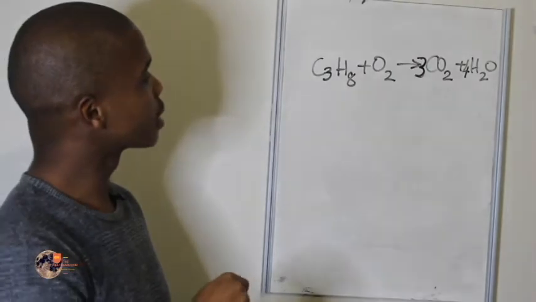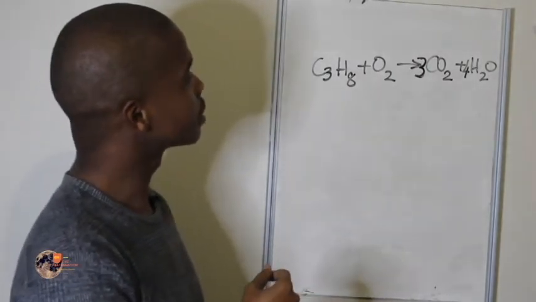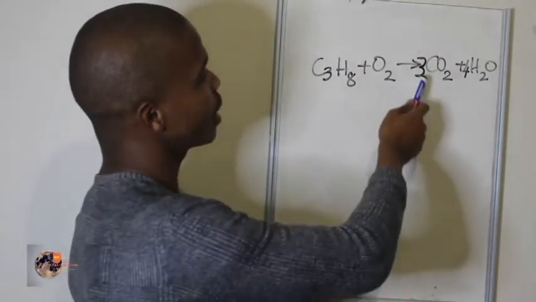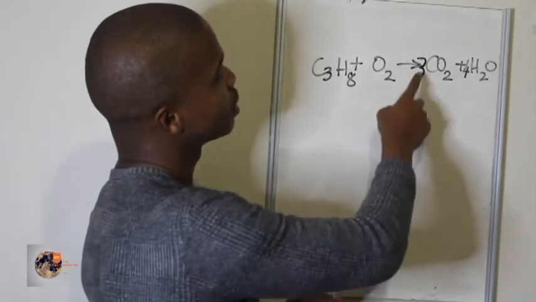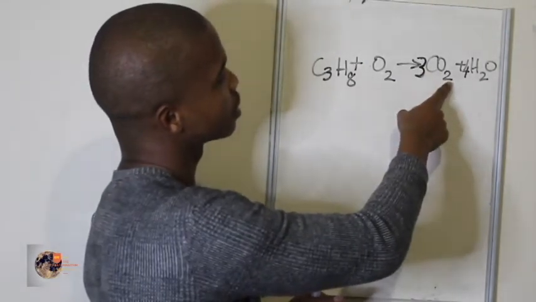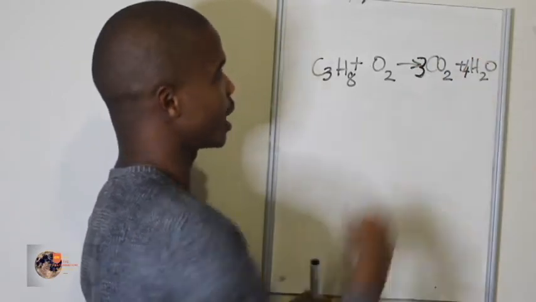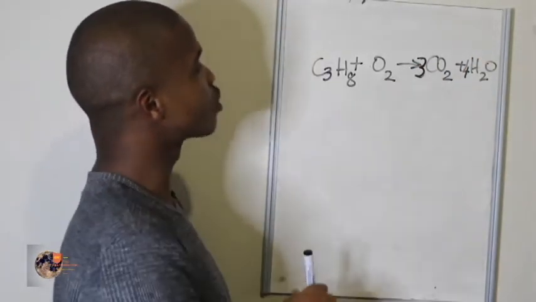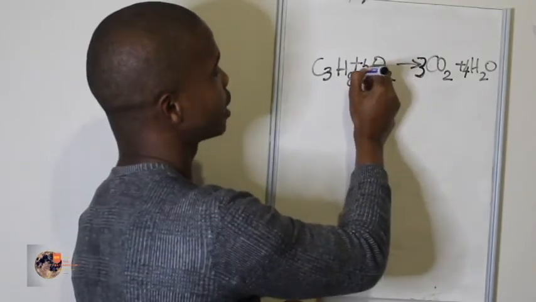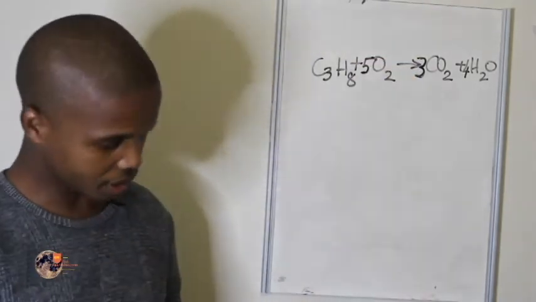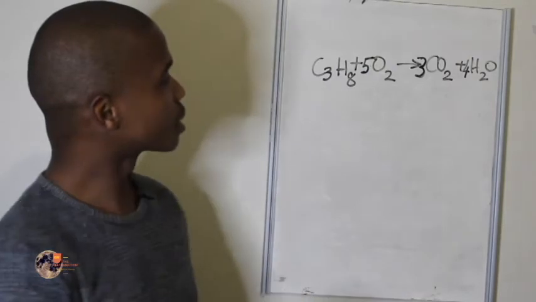And then we have 6 oxygen, 6 plus 4, you have 10 oxygens, and here you have 2, so it means we'll have to add 5 oxygens to this side.